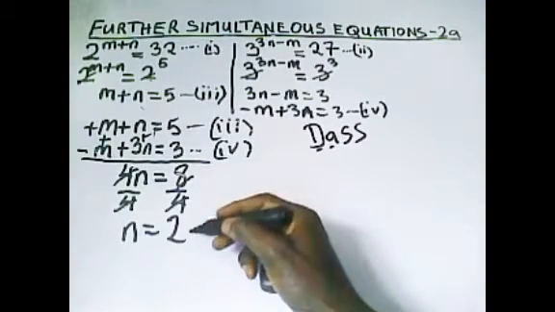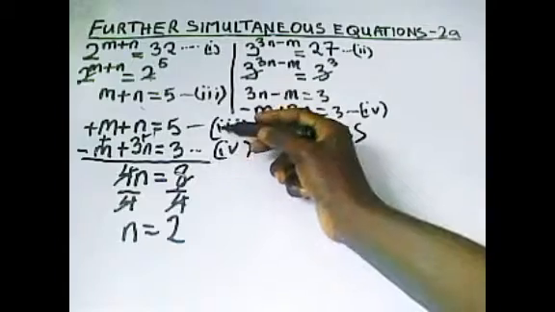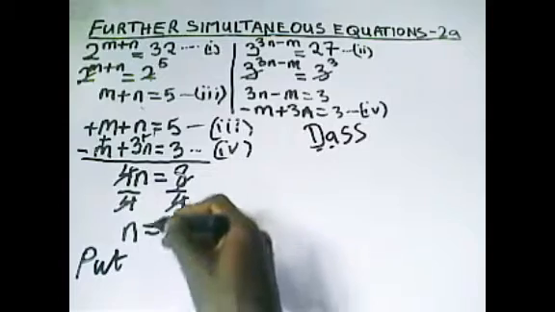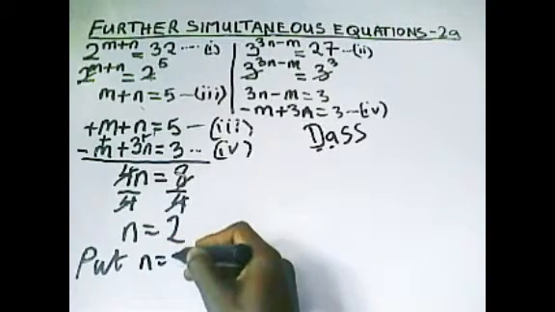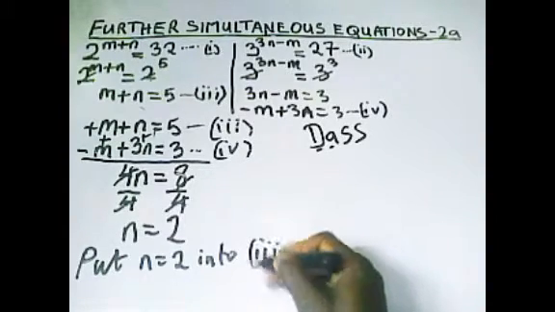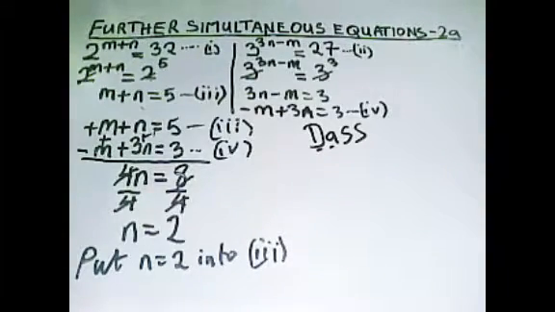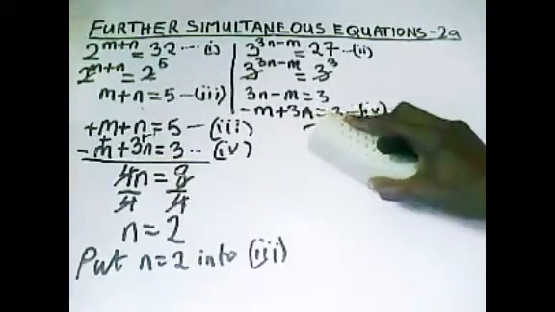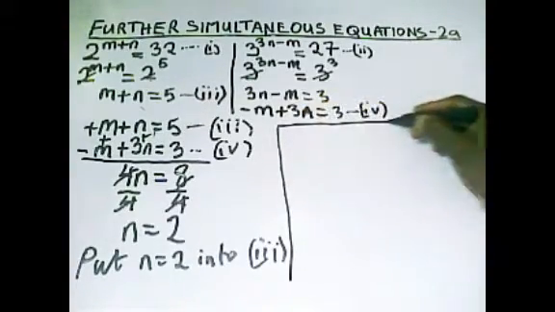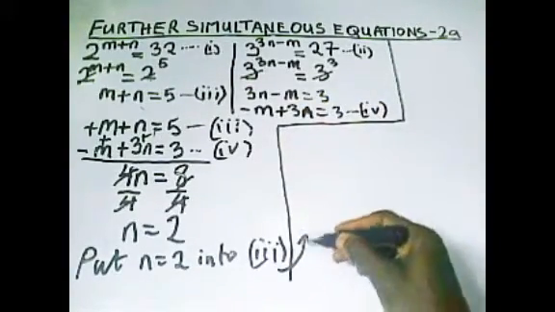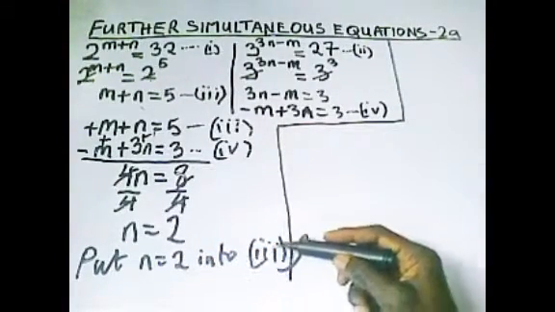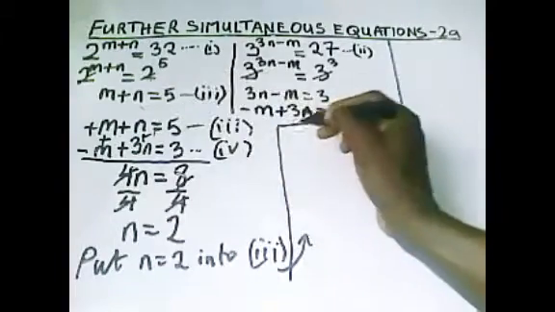All right, so what do we do now? We can take this value for n and put it either in equation 3 or 4. So I would recommend, for the purpose of this lesson, I'm going to put my n equals 2 into equation 3. Let's quickly wipe this part of the board off. Okay, so what do we do now? We take this up this way.